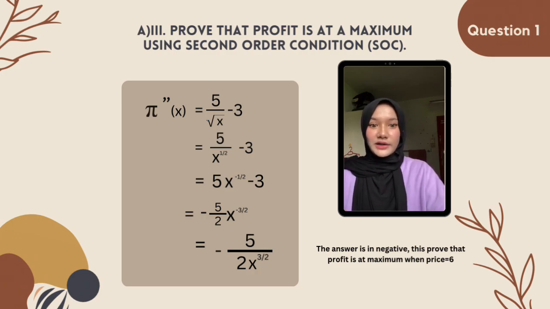So from here we get negative 5 over 2 x power negative 3 over 2. So our final answer would be negative 5 over 2x power 3 over 2. From here we can see that our final answer is negative, which proves that this profit is already at maximum level when our price is RM 6.